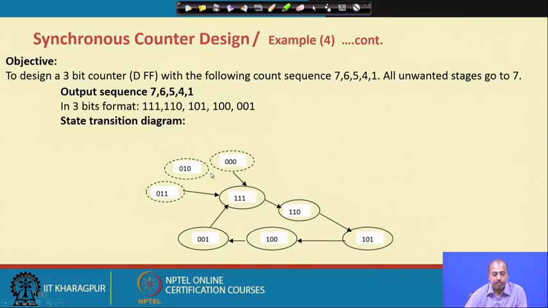Another example that we take is to design a 3-bit counter with D flip flop with the following sequence. This is not based on JK, but it is based on the D flip flop. It will count in the sequence 7, 6, 5, 4, 1. All unwanted states will go to state 7. So, it starts at 7, then 6, 5, 4, 1, then again 7, it goes like this. And if it starts at other unwanted states like 000, 010 and 011, they go to the state 111, that is 7. So, this is the specification of the problem.